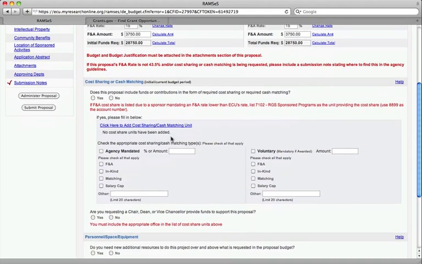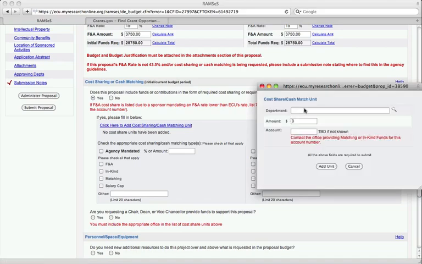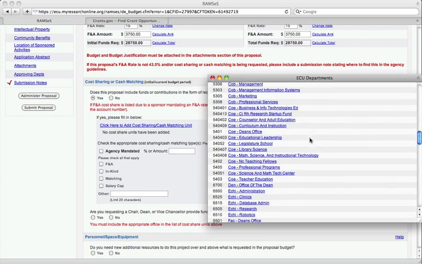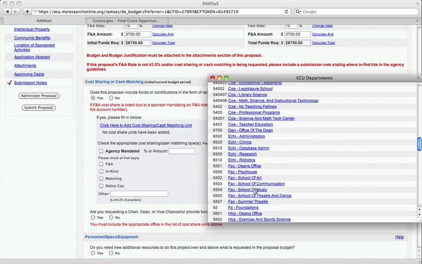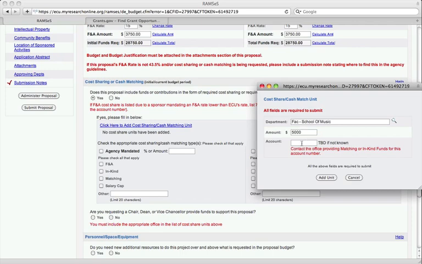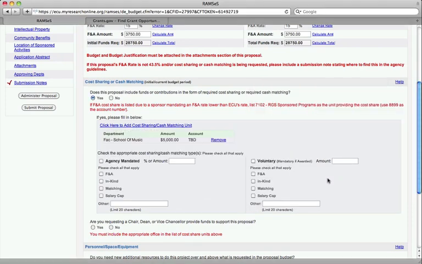If there is cost sharing, then you would click yes. We'll deal with F&A cost sharing here in just a second, but if, for instance, a particular unit had agreed to provide some sort of required agency match, in this case the School of Music, who is the lead on this, then you would simply choose that school, put in the amount that they were required, that was being put on the proposal. It asks that you put in an account number if you know it. If you don't know it, you may put in TBD. And notice that that unit is now listed here.